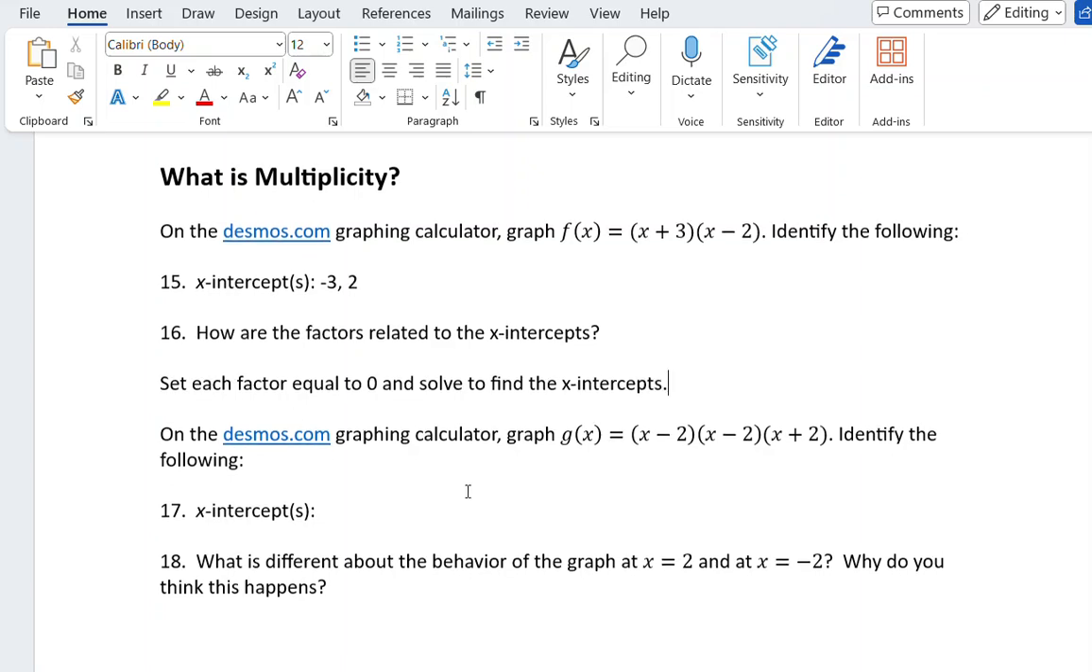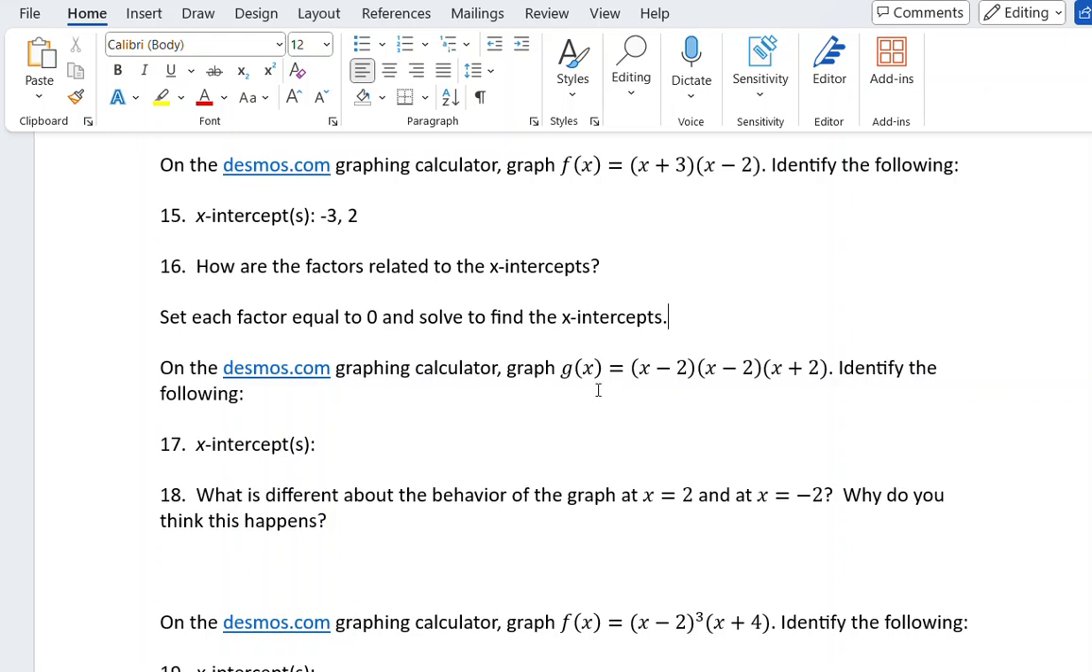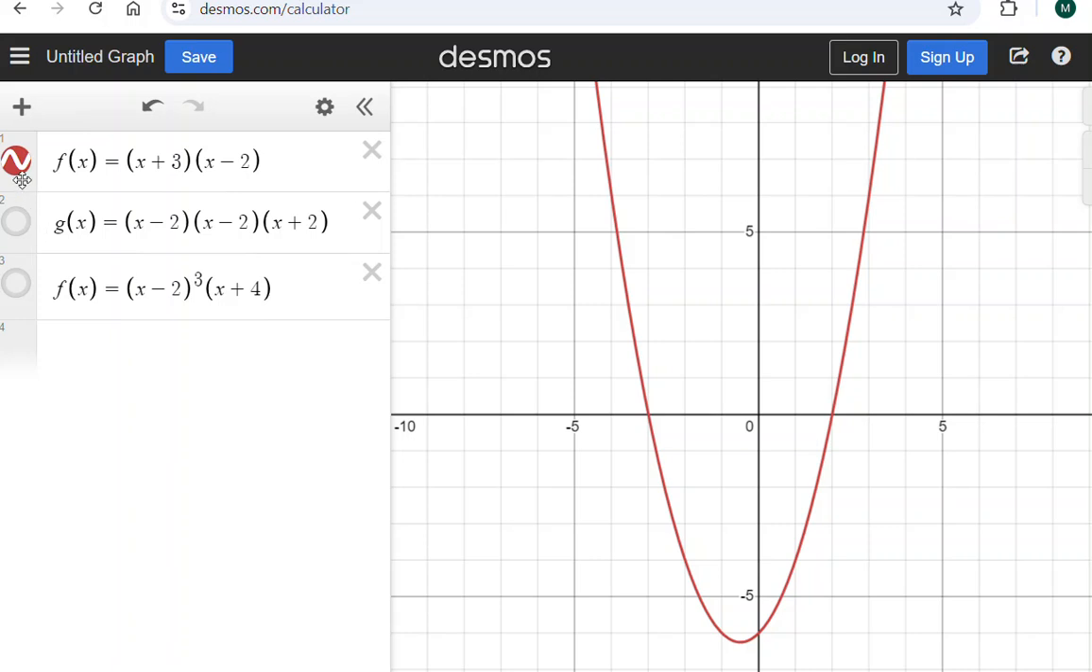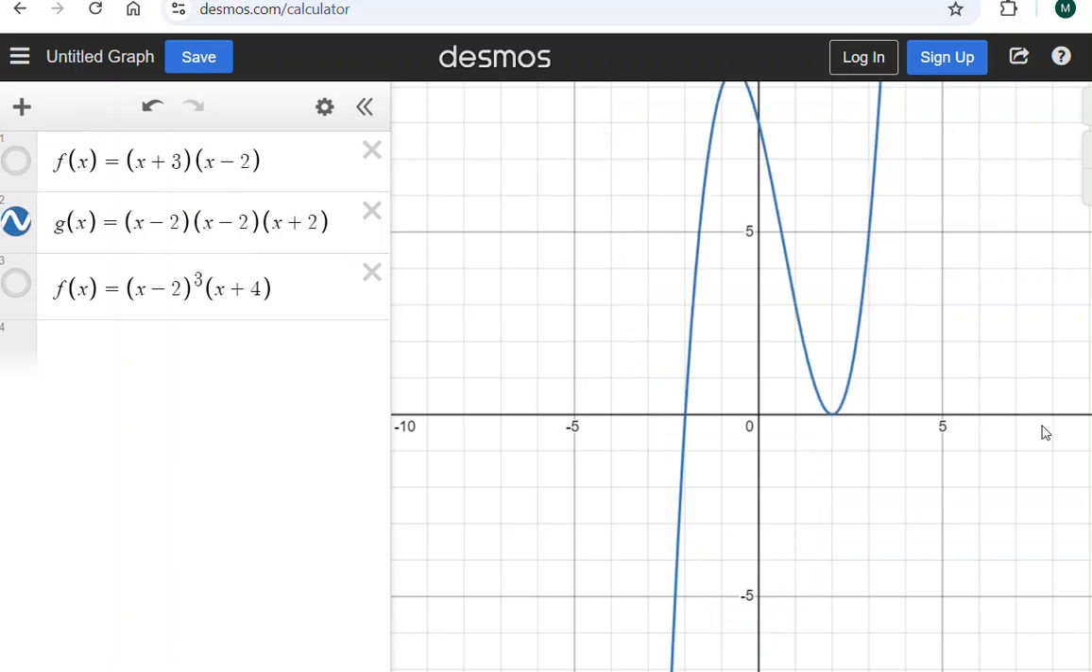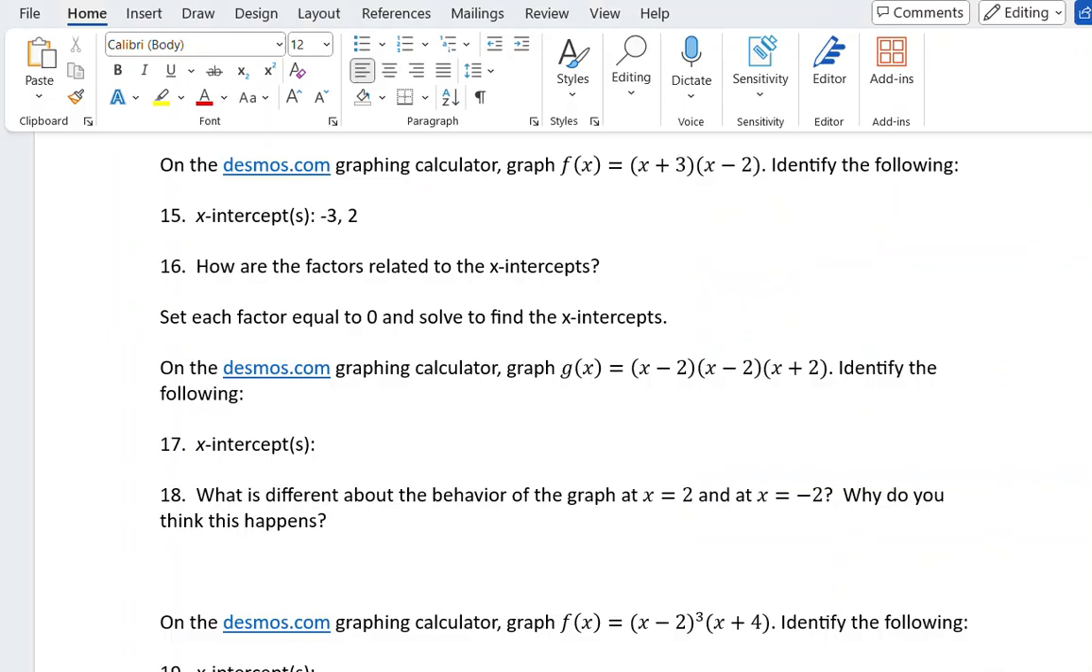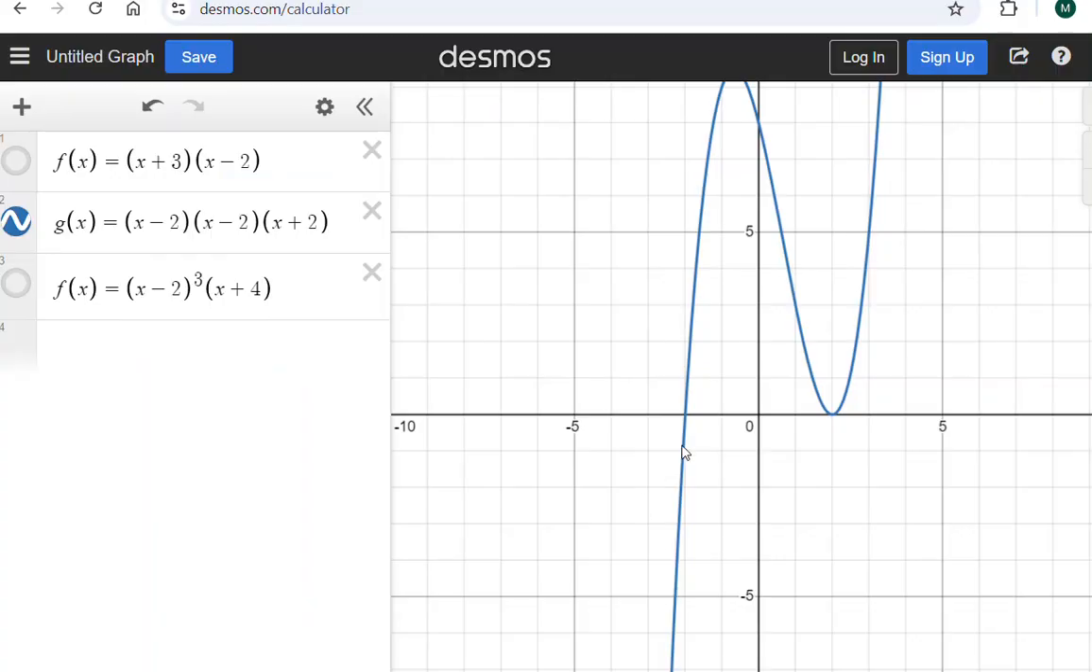Now we're going to look at another graph. This one is g of x equals x minus 2 times x minus 2 times x plus 2. So here's that graph. Again, we want to identify the x-intercepts. So I have an x-intercept here at -2 and another one at +2.